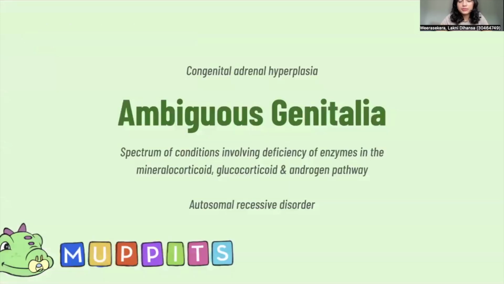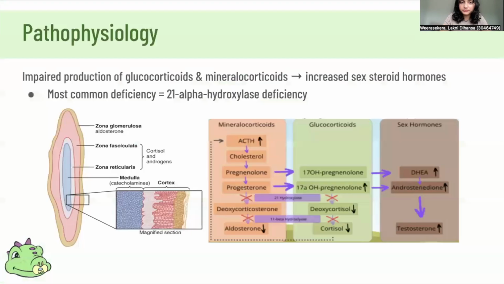Okay, and I believe this is our last topic for the day. So ambiguous genitalia. The most common cause is congenital adrenal hyperplasia. So I will go through that, but I do have a list of other causes later on as well. Now, in terms of ambiguous genitalia, it is a spectrum of conditions which involve deficiency of enzymes in the mineralocorticoid, glucocorticoid, and androgen pathways, and it is an autosomal recessive disorder.